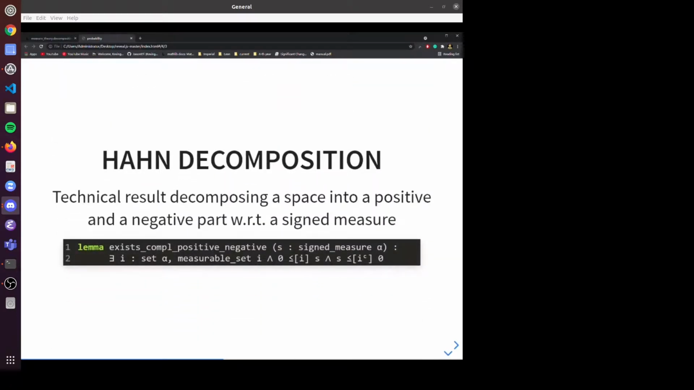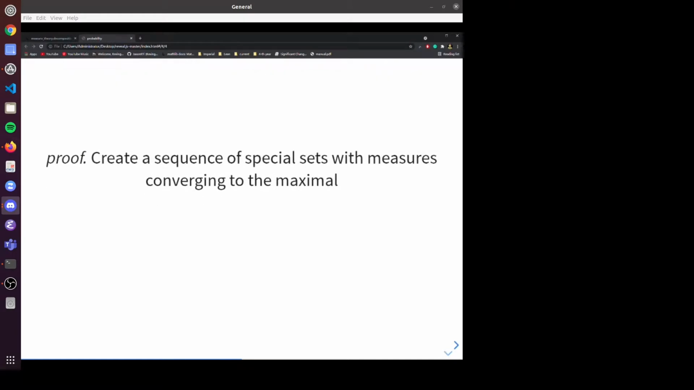With that in mind, we have a technical result about Hahn decompositions. The specific statement is shown here: given a signed measure, we can decompose the whole space into two parts, of which on one part the signed measure is positive, and on the other part the signed measure is negative. This is a very interesting result, and I will just outline the proof here because I think the proof process in Lean is very interesting. The general proof follows by creating a sequence of special sets whose measures converge to the maximal with respect to that signed measure.